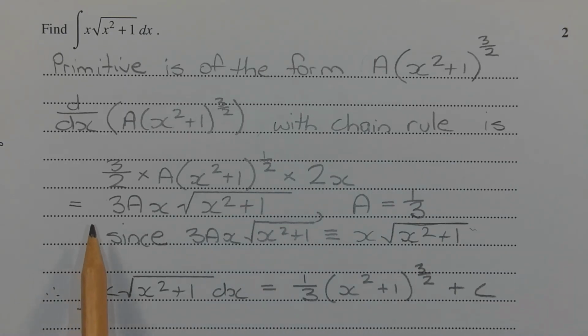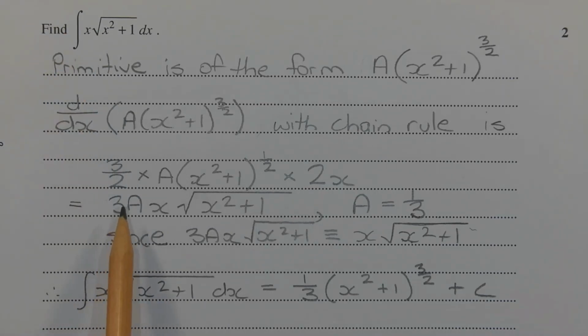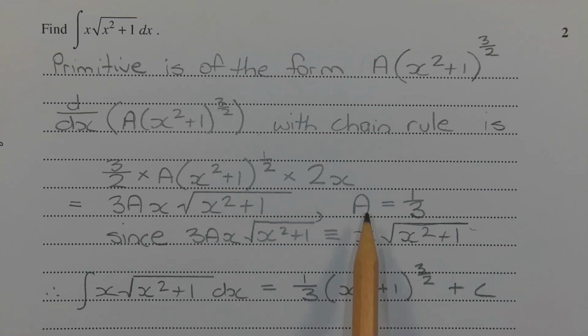Putting that all together, we get the derivative is 3 times a times x times the square root of x squared plus 1. Notice that it looks like the integrand. However, we just want x. We don't want 3 times a times x. So if we equate 3 times a times x with x, that means the value of a must be 1 over 3, since 3 times a third is equal to 1, and that'll cancel out the 3a term.